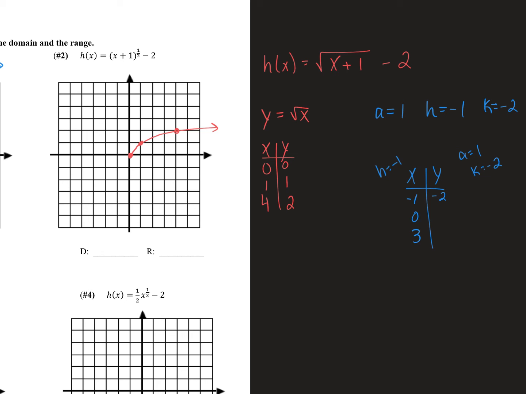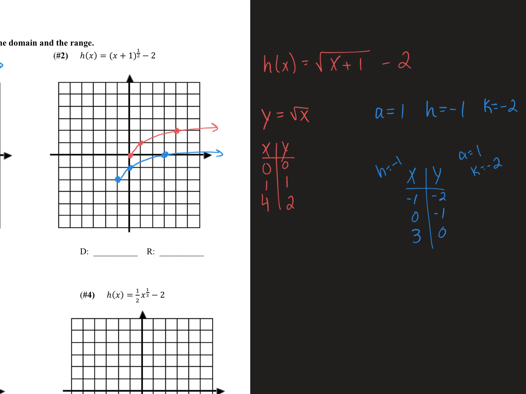My next value is 1. 1 times 1 is 1, and 1 minus 2 is negative 1. Then my final y value is 2. 2 times 1 is 2, and 2 minus 2 is 0. So now I'm going to use this new xy table to graph the function, and we can plot our points: negative 1, negative 2; 0, negative 1; and 3, 0. And then we can graph that line.